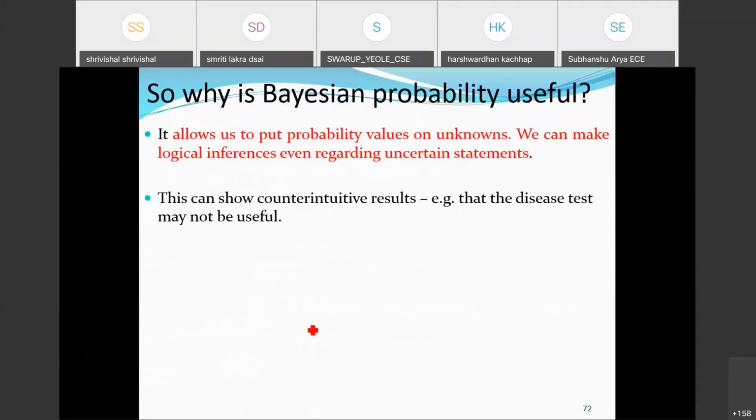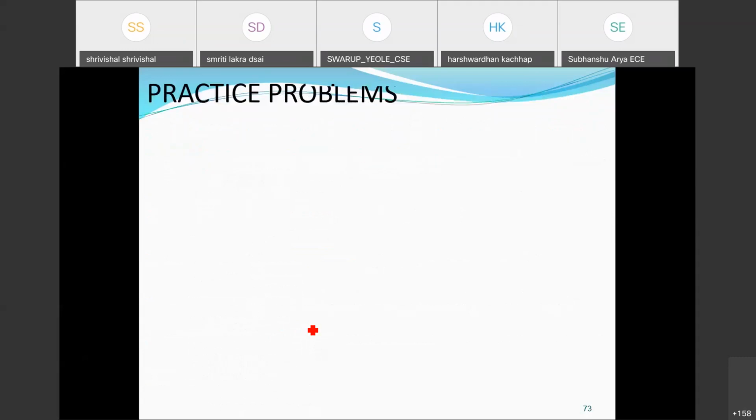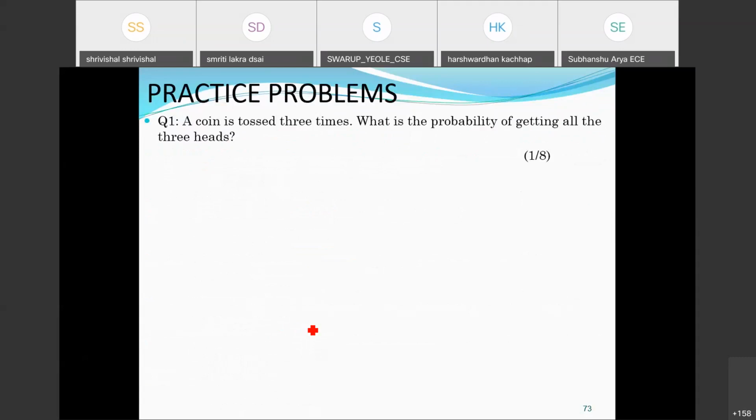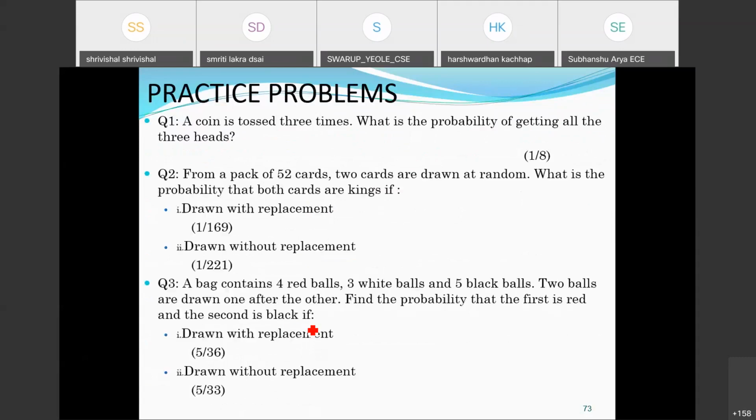So why is Bayesian probability useful? It allows us to put probability values on what is known. We can make logical inferences even regarding uncertain statements. So there are some practice problems here. I am going to share this problem statement with you all. You need to practice these problems.